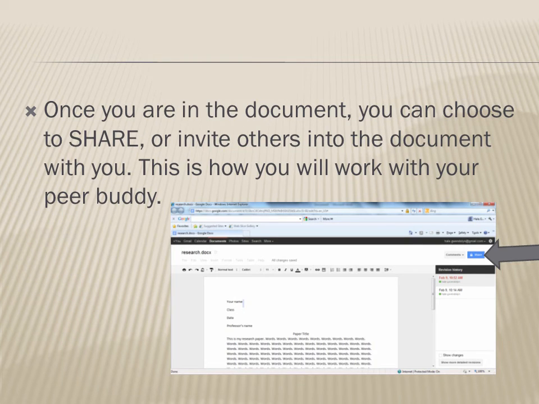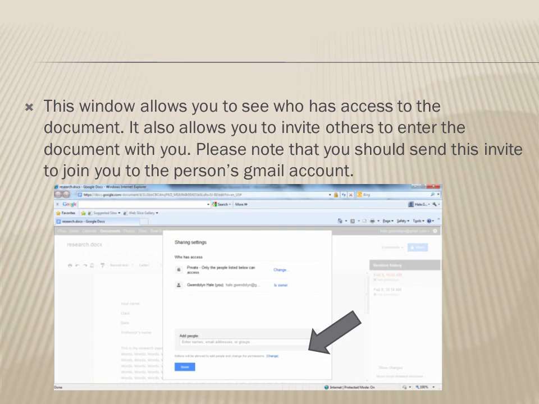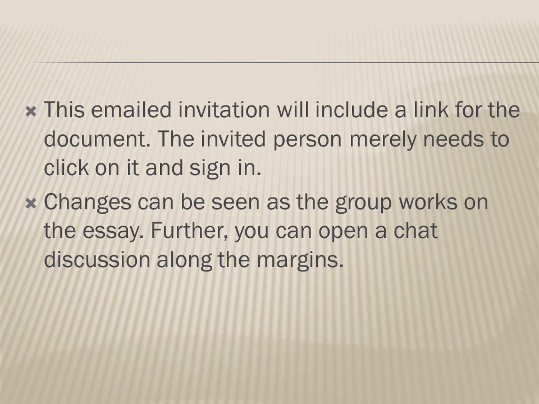Once you are in the document, you can choose to share or invite others into the document with you. This is how you will work with your peer buddy. This window allows you to see who has access to the document. It also allows you to invite others to enter the document with you. Please note that you should send this invite to the person's Gmail account. This emailed invitation will include a link for the document. The invited person merely needs to click on it and sign in.